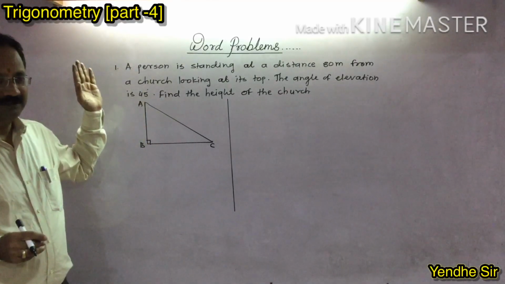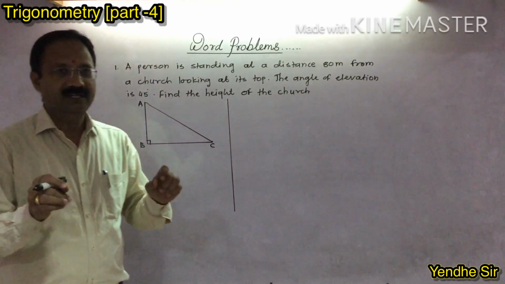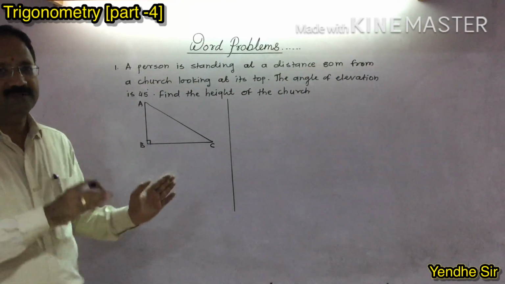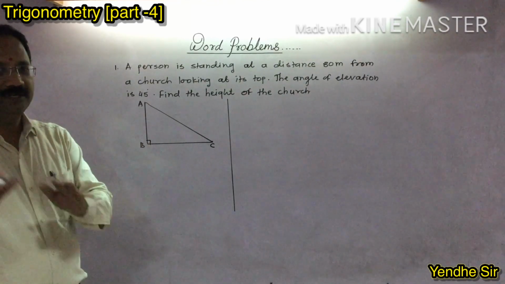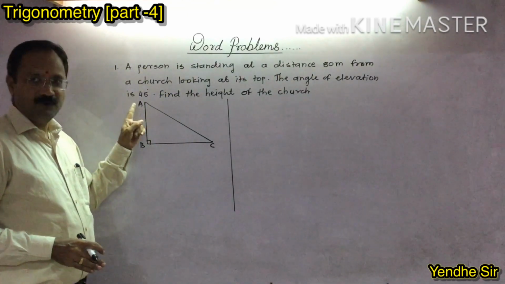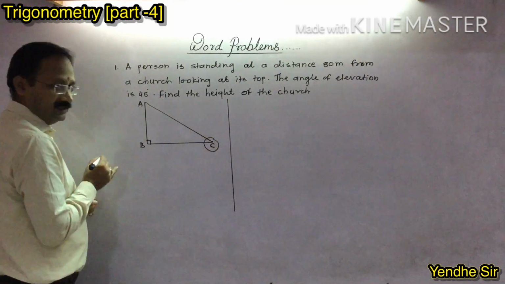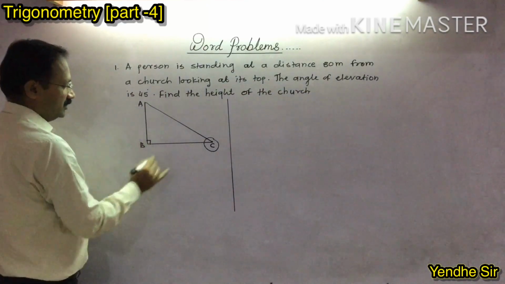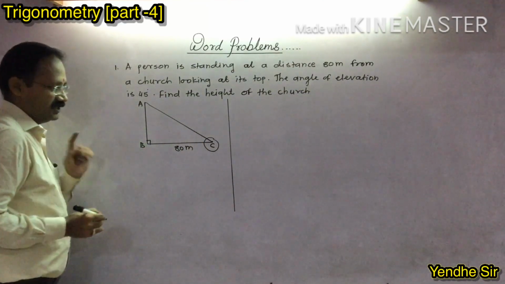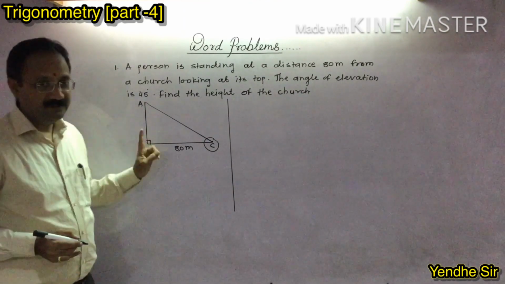See, this is our first word problem. In this one it is given that there is a church, and a person is standing 80 meter away, looking at the top of the church. This is a person at the point C. AB is a church, which is 80 meter away from the person, and you have to find out the height of the church. These are the word problems.